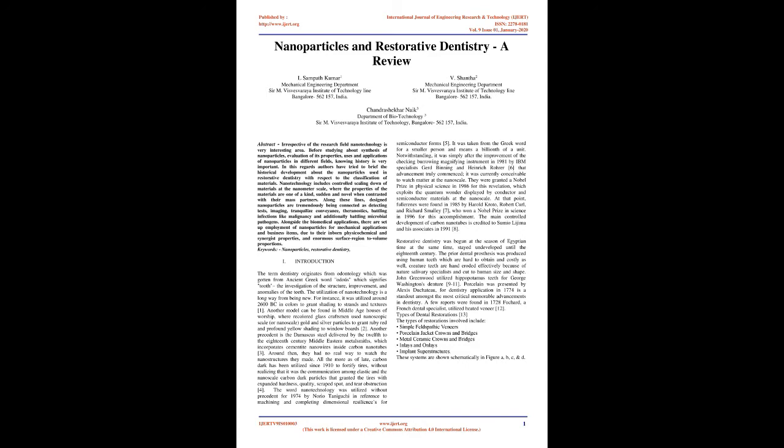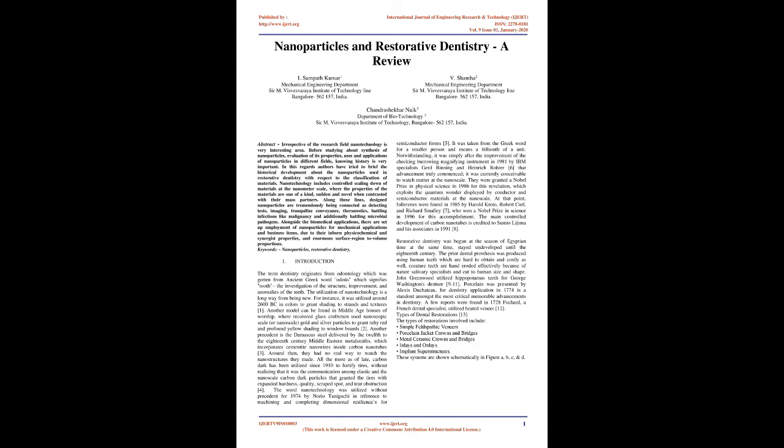The word nanotechnology was used for the first time in 1974 by Norio Taniguchi in reference to machining and finishing dimensional tolerance for semiconductor processes. It was taken from the Greek word for a dwarf and means a billionth of a unit. However, it was only after the development of the scanning tunneling microscope in 1981 by IBM researchers Gerd Binnig and Heinrich Rohrer that advancement truly commenced. It was now possible to observe matter at the nanoscale.